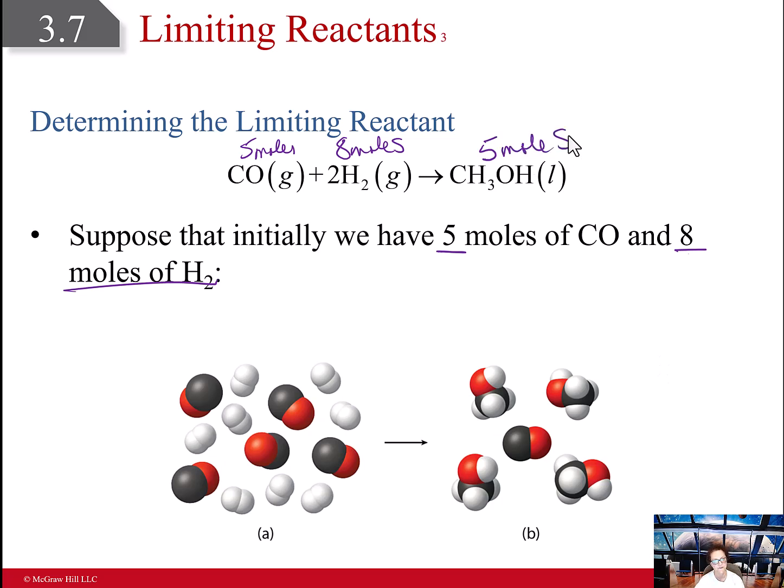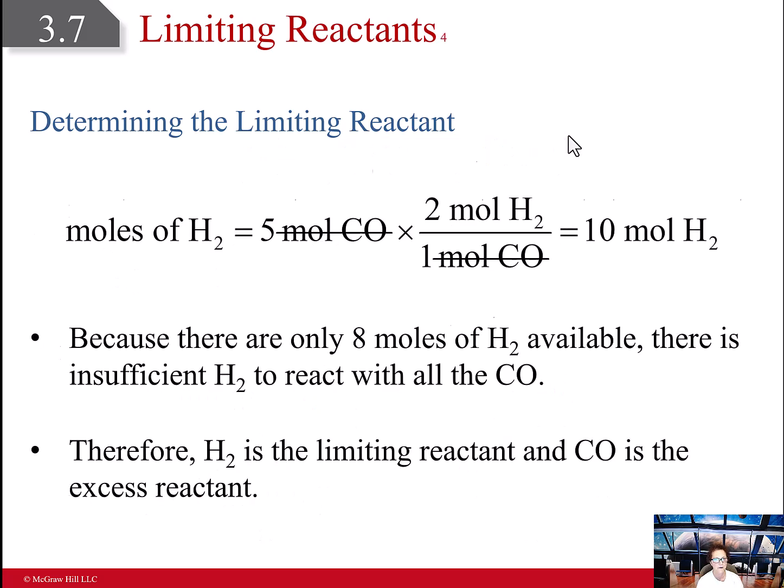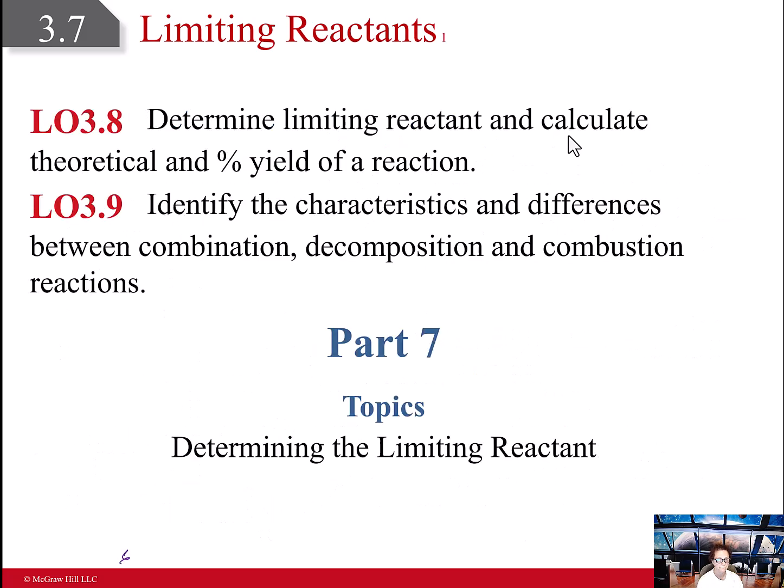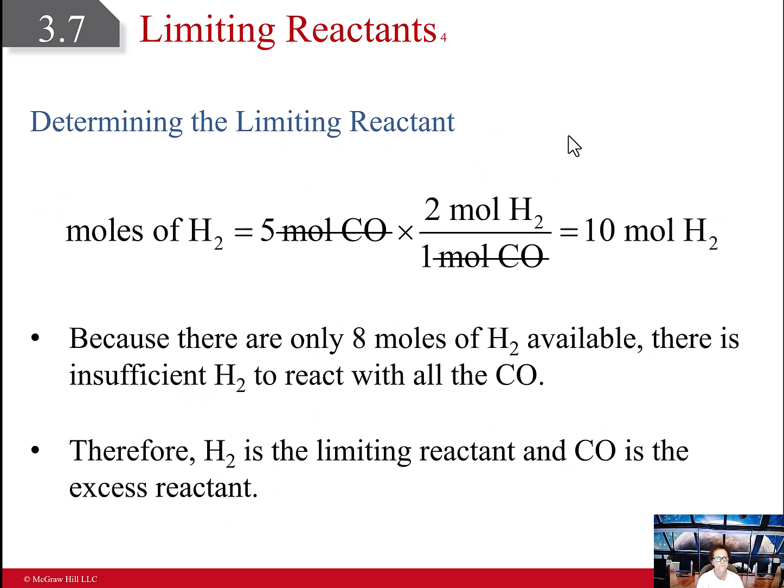All right, and so some of the things you can kind of do in your head maybe a little bit, but it's always better to do it based on the molar ratios. So, the moles of hydrogen, we've got 5 moles of CO, 2 moles of hydrogen for every 1 mole of CO. That means it would take 10 moles of hydrogen to completely react with the 5 moles of CO. Because we only have 8 moles of hydrogen, there's insufficient hydrogen to react with all the CO.